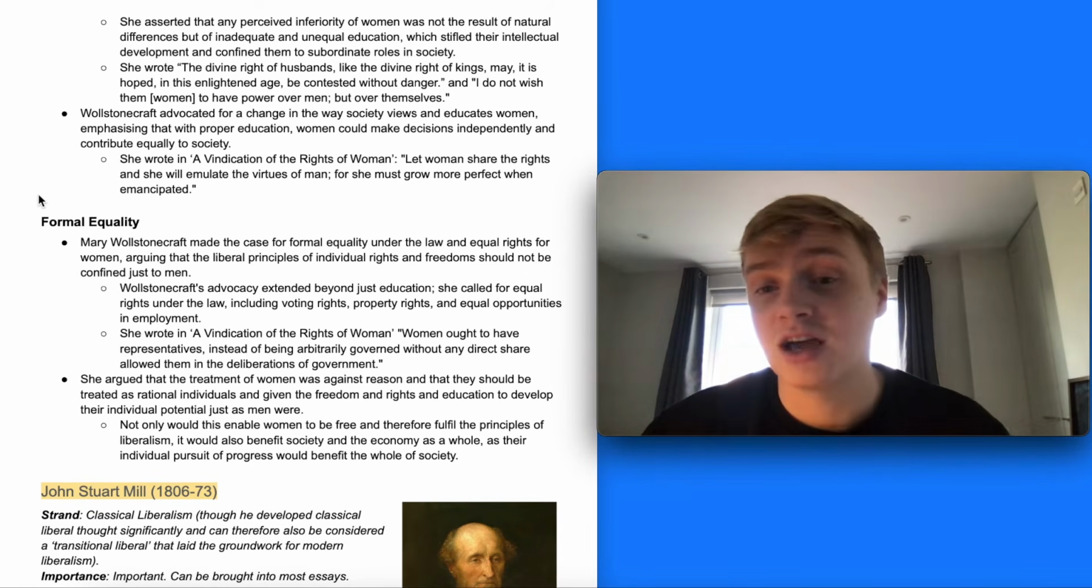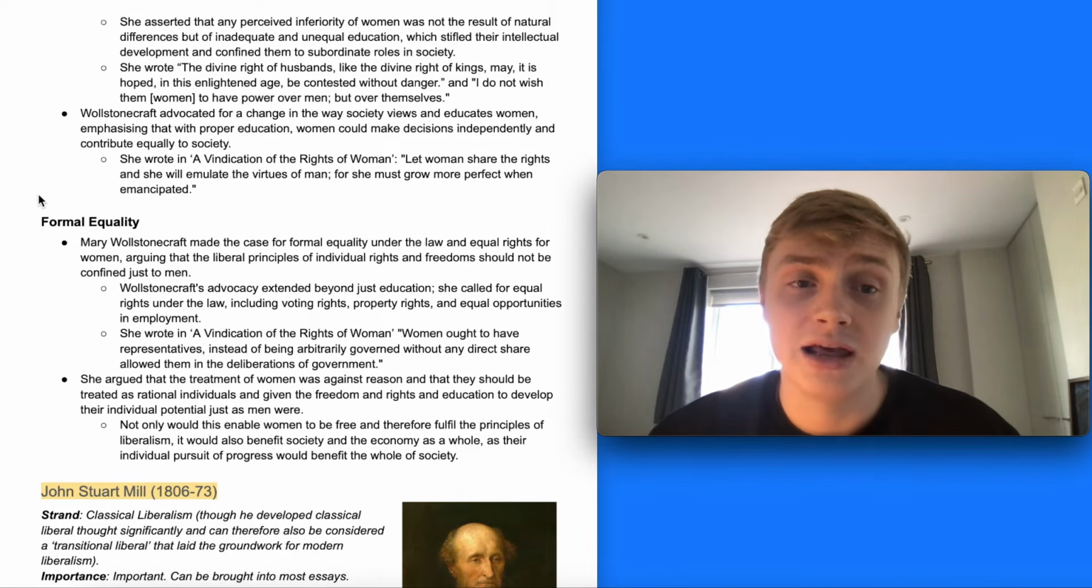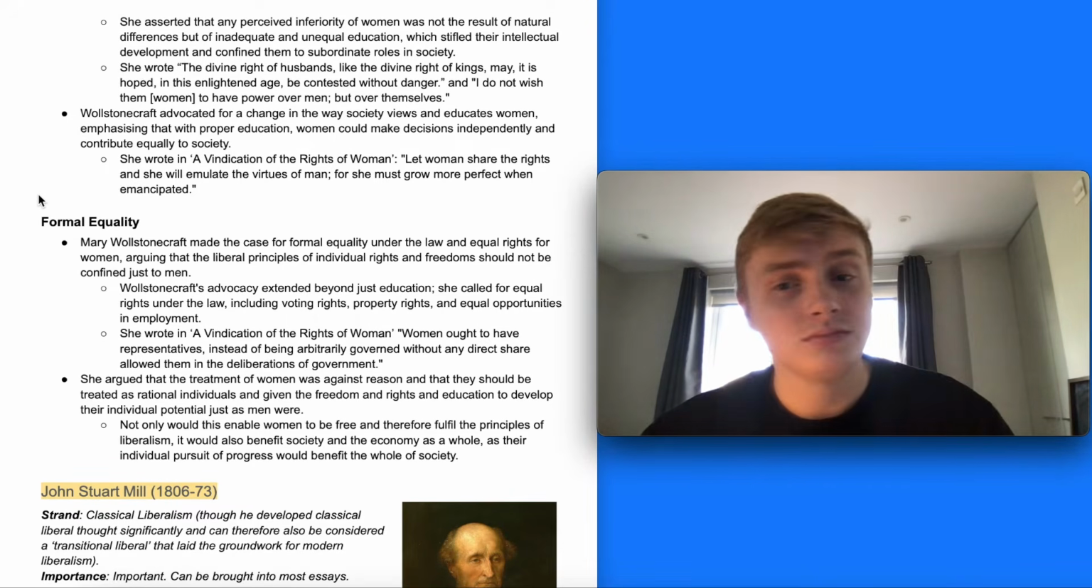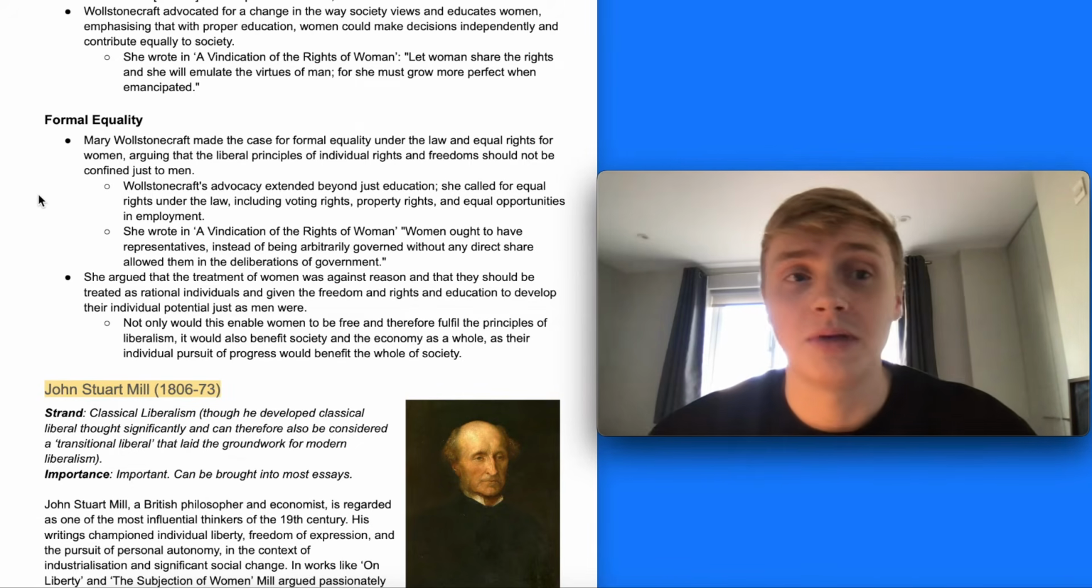So she wrote in A Vindication of the Rights of Women, let women share the rights, and she will emulate the virtues of man. She must grow more perfect when emancipated. So there's a fundamental belief that women are equally rational and should be treated as such by society.